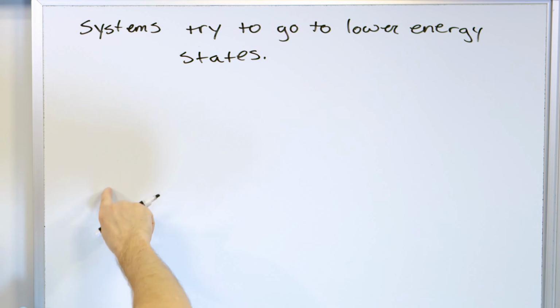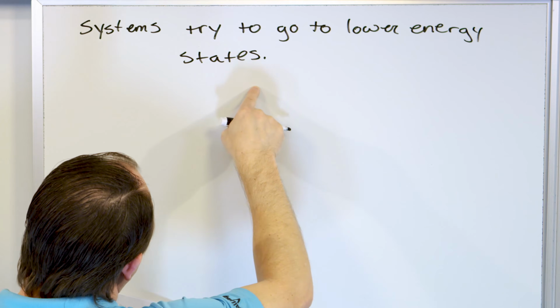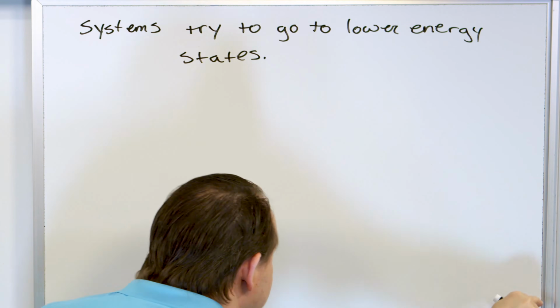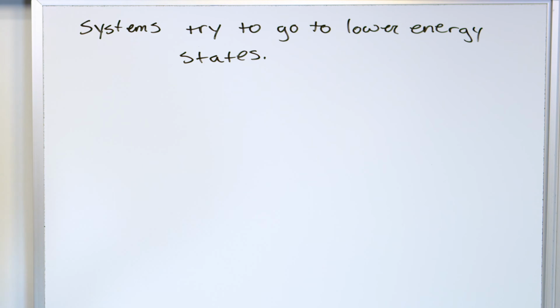You can think of a roller coaster. I'm going to draw a picture. It goes up to the top. It likes to go down. It picks up speed, then goes up and slows down, then down like this. That's trying to go to a lower energy state.